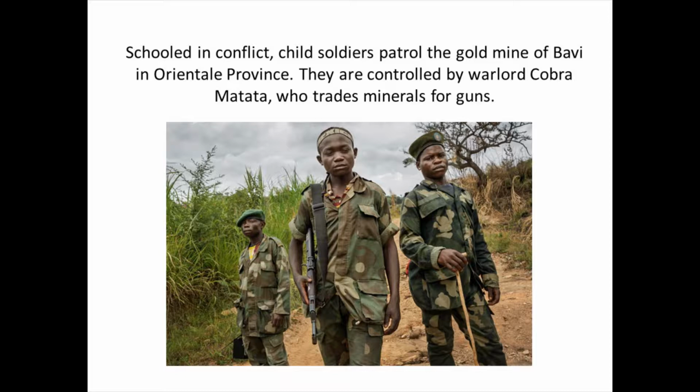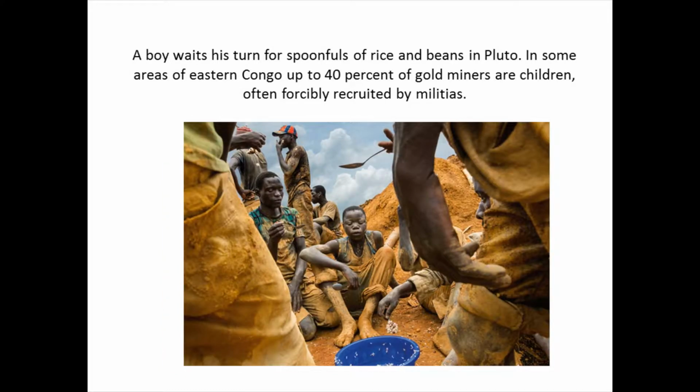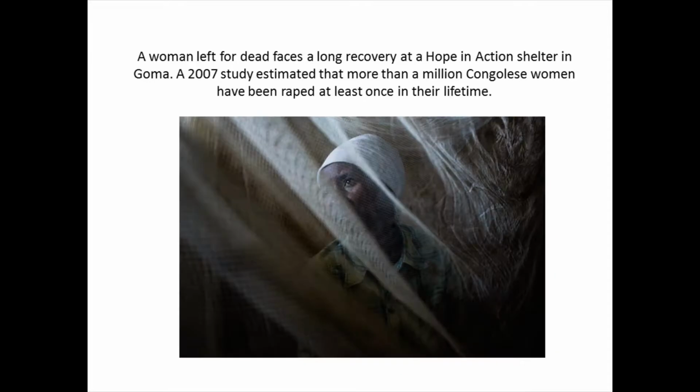So it's so sad to see this as well. Children carrying these big weapons. And next, a boy waits his turn for spoonfuls of rice and beans in Pluto. In some areas of eastern Congo, up to 40% of gold miners are children. So Congo in particular is very rich in its resources, but they've been exploited so much by other countries, and then just these militias that take over all the resources and force people into labor. And then the last one's really terrible.